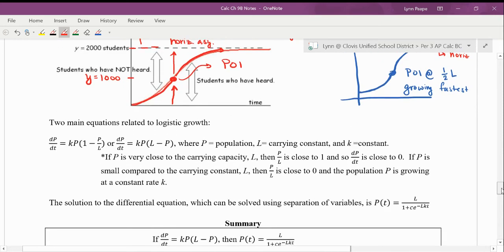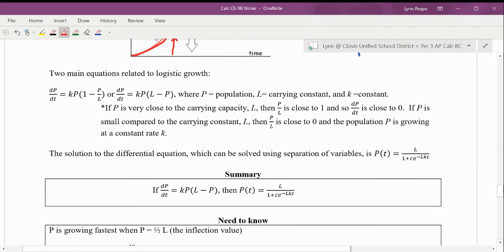Okay, so a couple of equations that we need to play around with. These are our logistic growth equations that we'll be working with. Both of these are relevant, but this is the one that tends to show up a little bit more often, so we'll keep that in mind. If we factor out the L, then we get that. So our K's would be different if we factor out the L's. K would be some sort of constant.